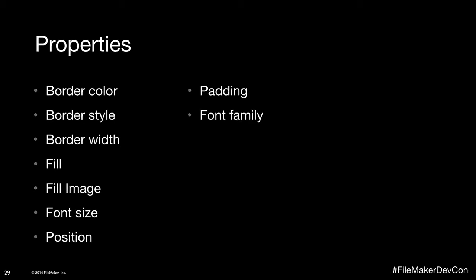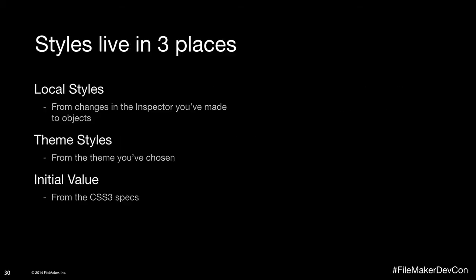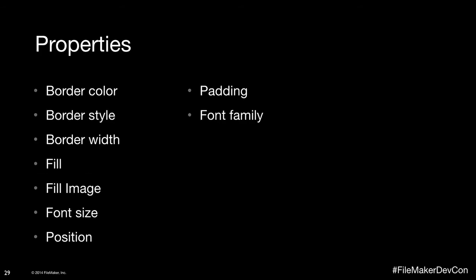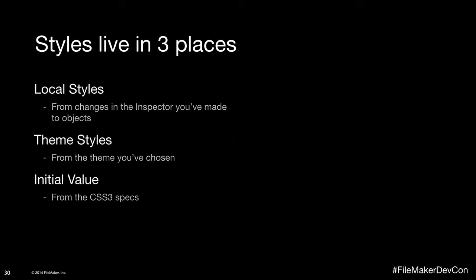The last part of our key is a property. And properties are things like border color, border style, width, fill. We've got a lot of properties. In fact, I can't fit them all on this slide. We have, I think, over 100 properties. And those are all the different things that tell us everything we need to know about how to draw your object. So that's what makes a style. Styles live in 3 places. Was there a question?